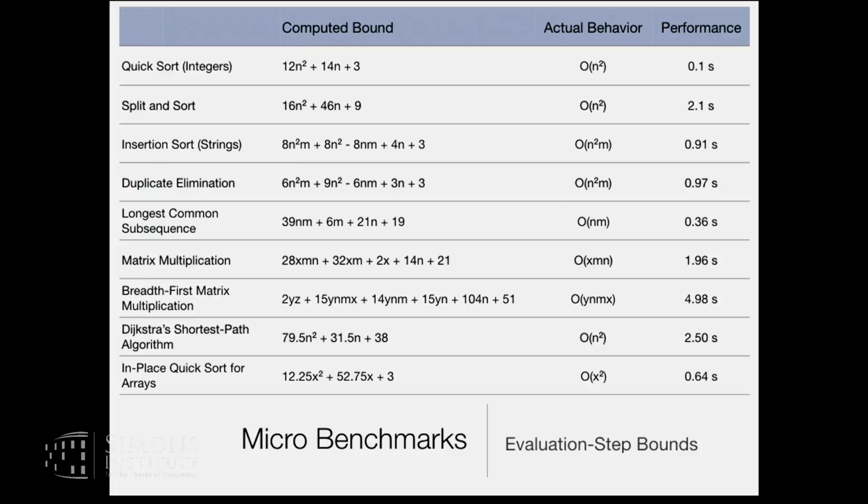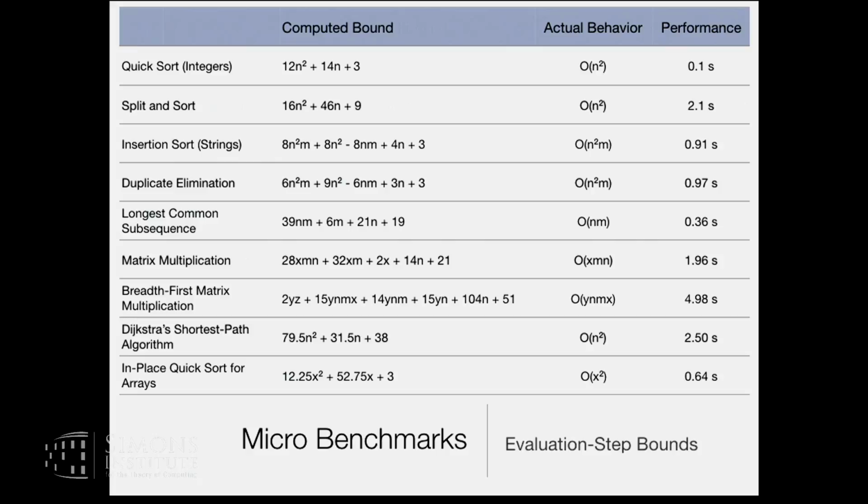So here, I have two sets of benchmarks. This is what I call micro benchmarks, where we just implement some textbook algorithms with the system. So here you see, for instance, quicksort. The derived bound is a quadratic bound. And here you see the performance of the analysis. So you see it's pretty fast. The numbers here are a bit outdated. I think now they would probably all take under 1 second with the current version.